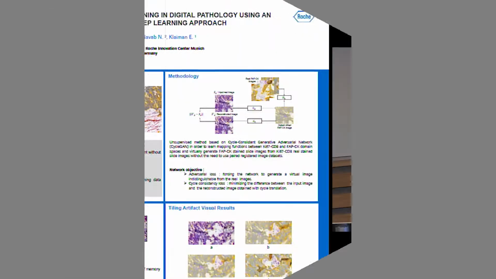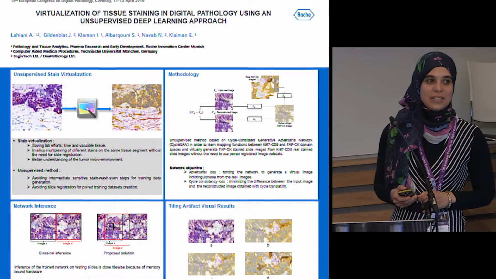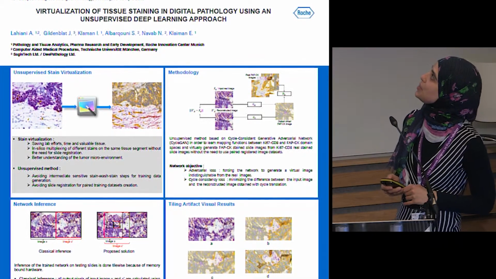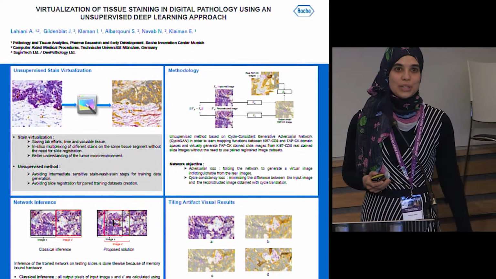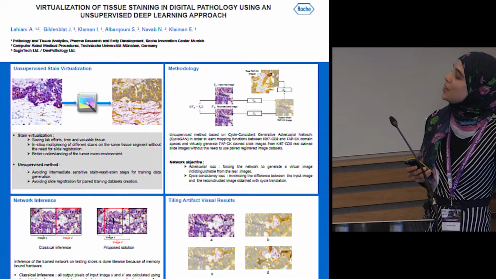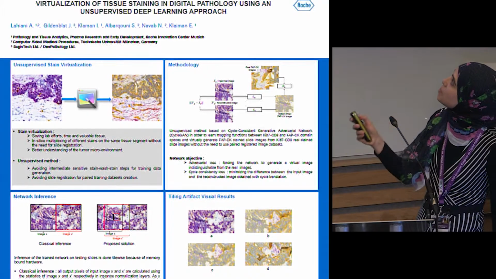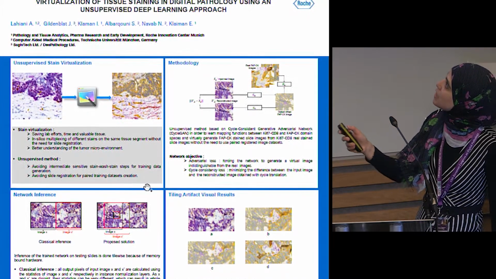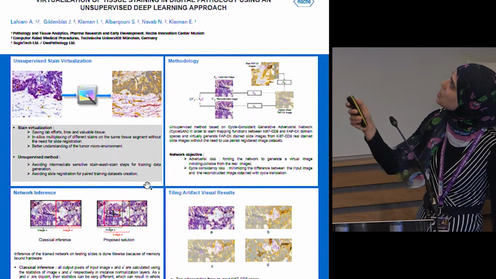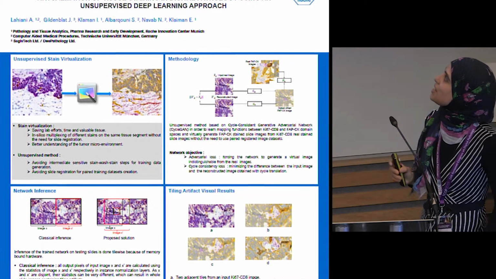My name is Amal Lahiani, and I'm doing my PhD between the Pathology Department of Roche and the Technical University of Munich. My poster is about stain virtualization in bright field imaging in digital pathology using an unsupervised deep learning approach. The goal of this method is to generate FAB-CK images from Ki67CD8 images, which is the first image there.